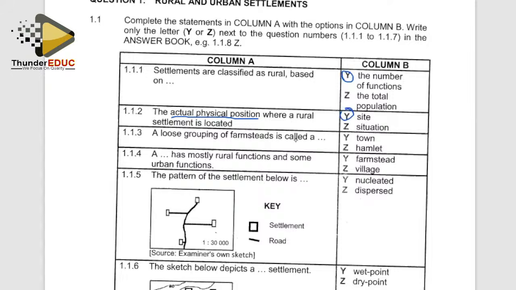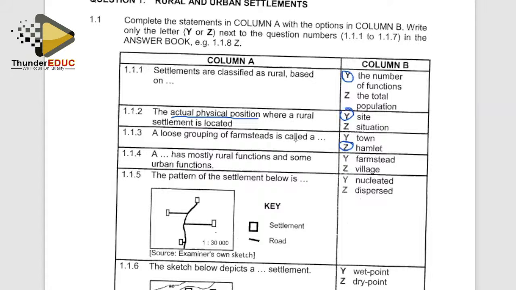Right, then the next question is saying a loose grouping of farmsteads is called a hamlet. That's the second largest classification of rural settlements before we go to a village. Remember, an isolated farmstead is the smallest. Then we go to a hamlet, which is a loose grouping of farmsteads. Then we go to a village, which is the biggest classification of rural settlements.